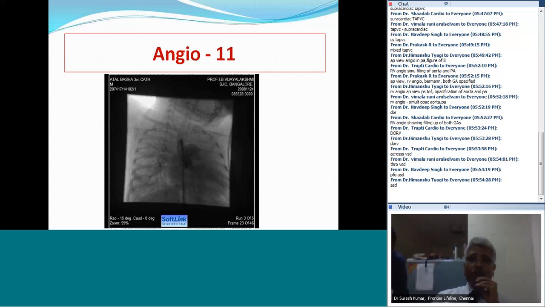What are you seeing? See where the injection is, what defect you are seeing, that will give you the diagnosis.